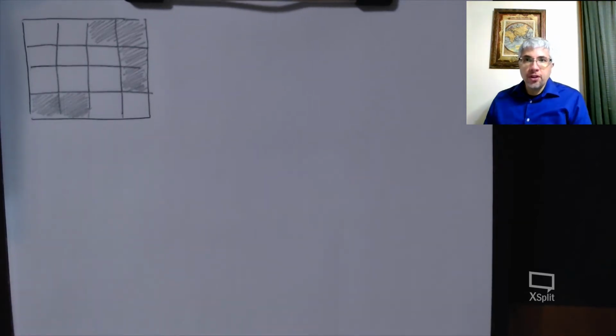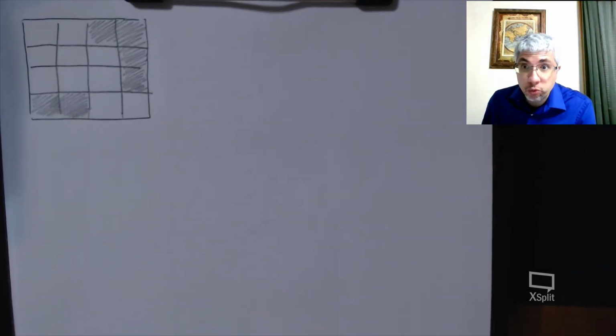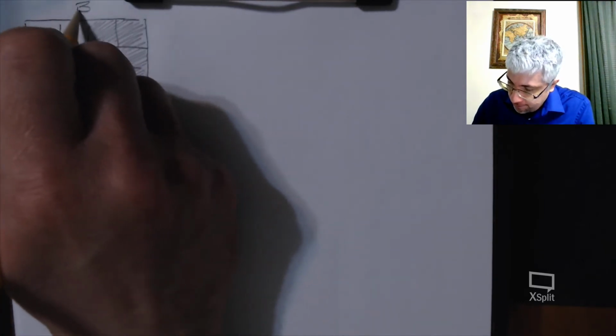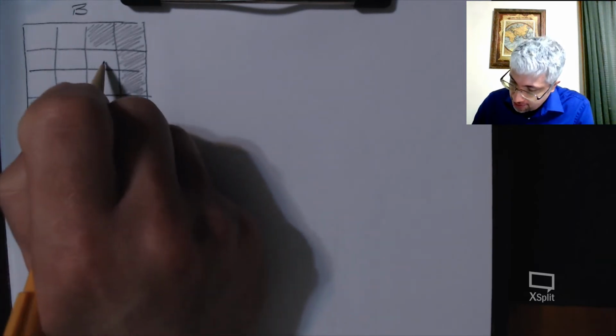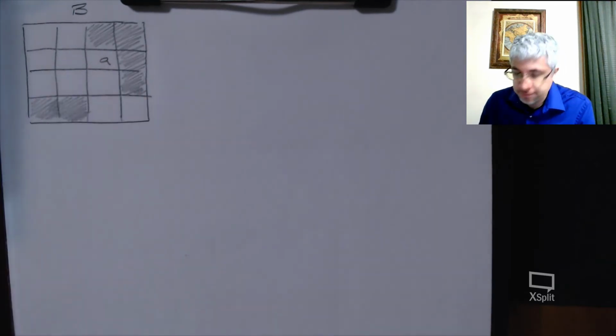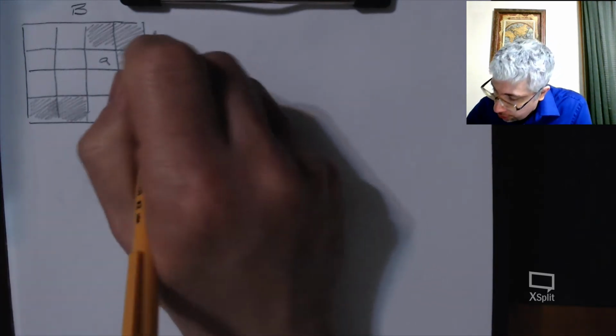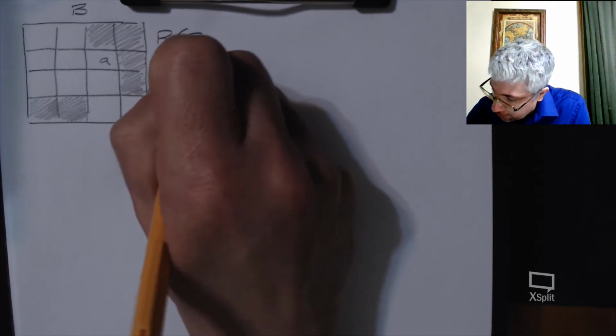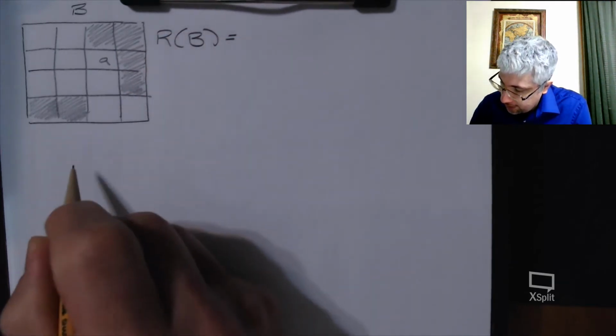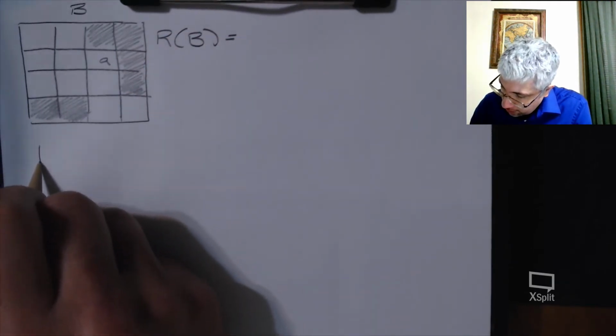Okay, so I want to find out what the Rook polynomial is for this board. So I have to choose some tempting spaces to base this off of. So let me pick a space. So this is my board B. Let me pick a space. I'm going to call this space A. Okay, might not be the best one. We'll see.